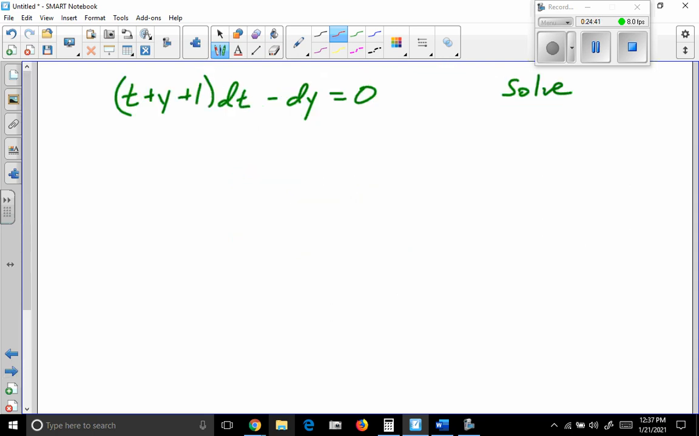All right, let's take a look at another one. So to begin with, we need to put this in standard form and see if it is indeed a linear differential equation. If it's going to be in that form, we have to have dy dt in one term. So we need to get dy dt. So move dy over.